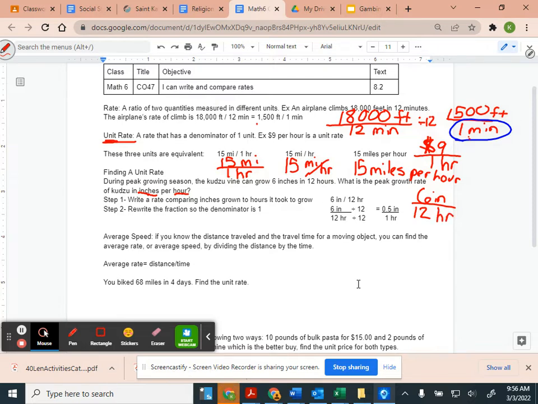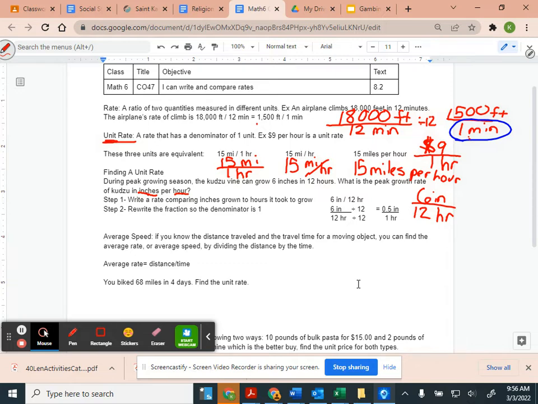What do I have to do to find the unit rate, Gabby? What did I say we have to do to find a unit rate? What do we have to get for our denominator? Okay, so I'm going to have you move over to this table so you'll pay attention.